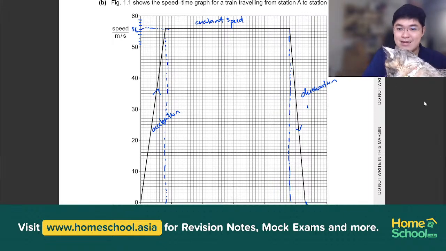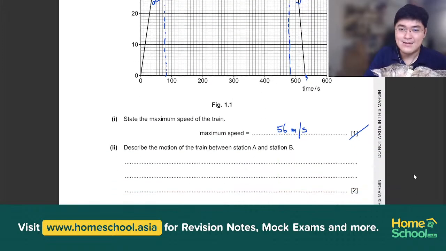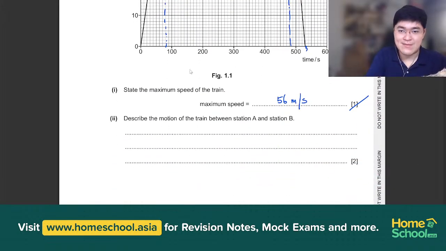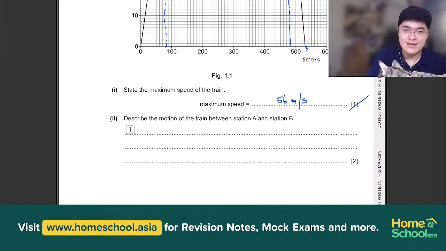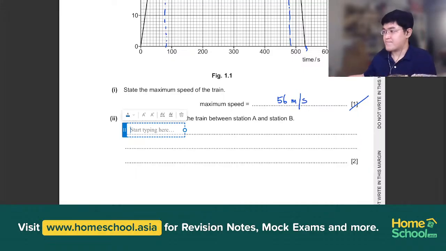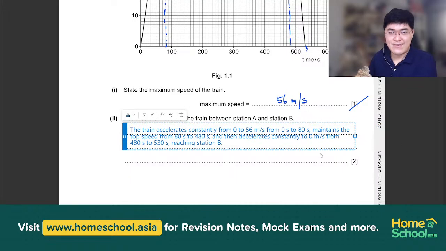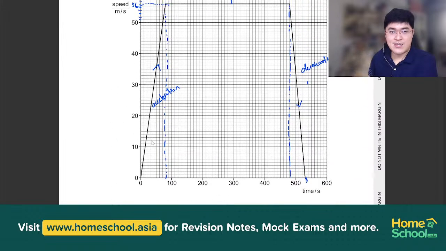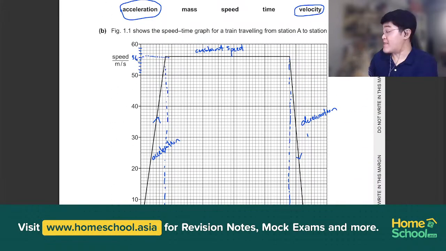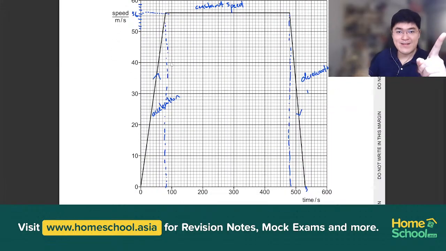All right, so anyway, let's take a look at this. We are to describe the motion of the train between stations A and B. Okay, let's take a look here. Basically, let's write down what exactly is happening over here. So the train accelerates constantly to the maximum speed of 56 meters per second. That is our first part.